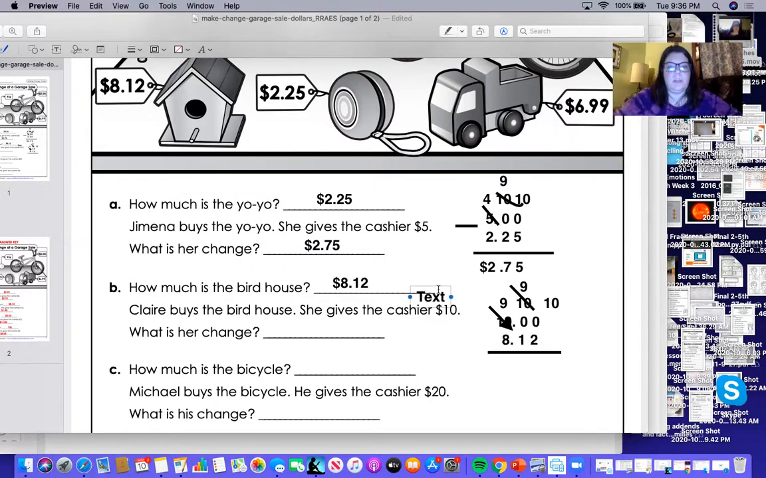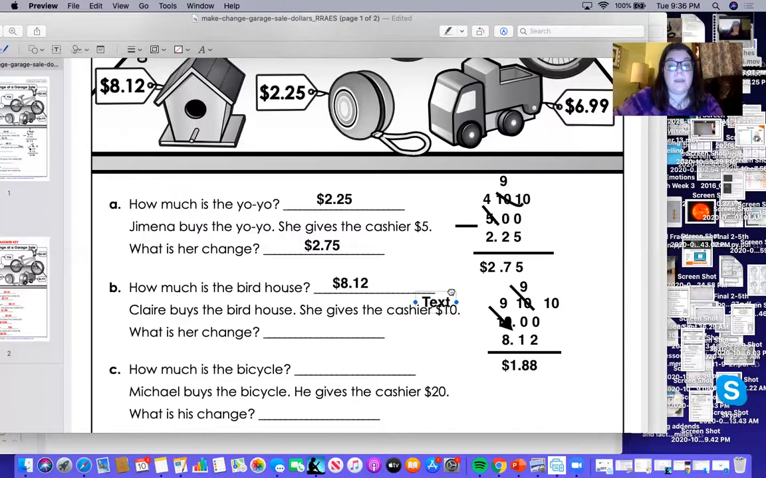Our subtraction. 10 pennies minus 2 pennies is 8 pennies. 9 dimes minus 1 dime is 8 dimes. Decimal. $9 minus $8 is $1. So that is our change, $1.88.